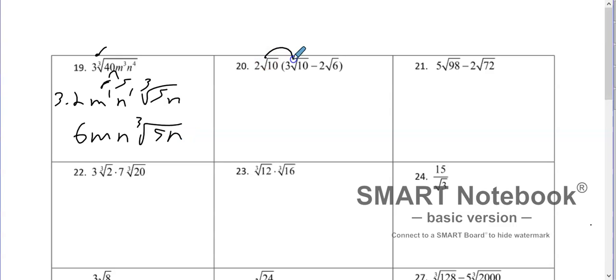Now number 20, we're going to distribute. This is no different than if I was doing 2x times 3x minus 2y. I mean, some finer details in finishing up, but the math is still the same.